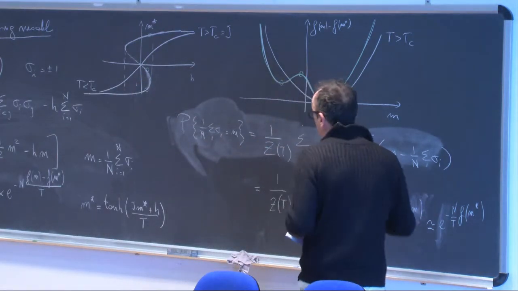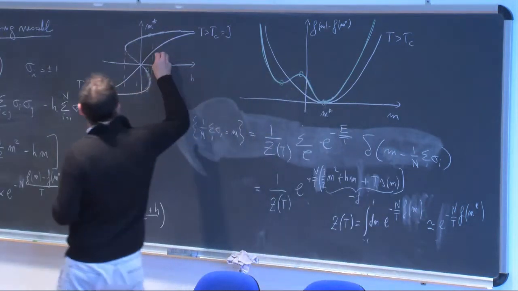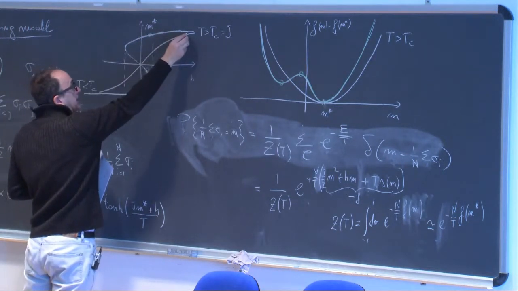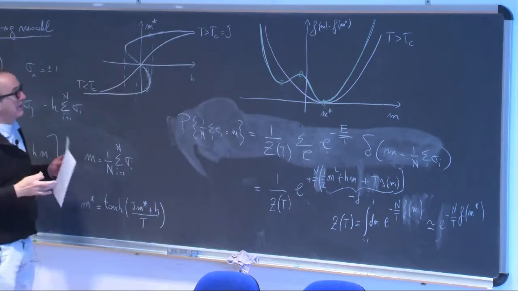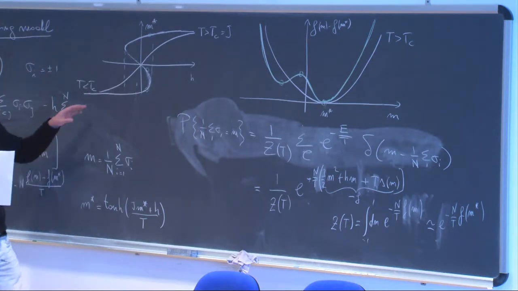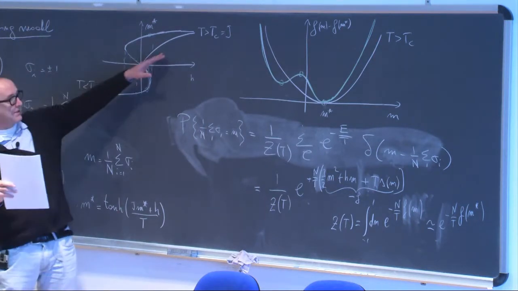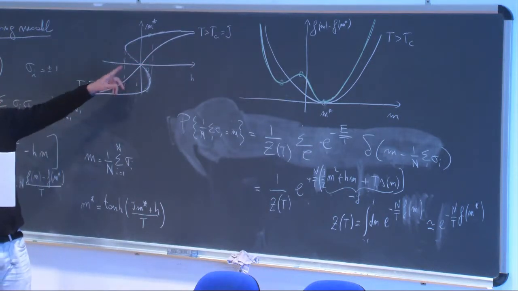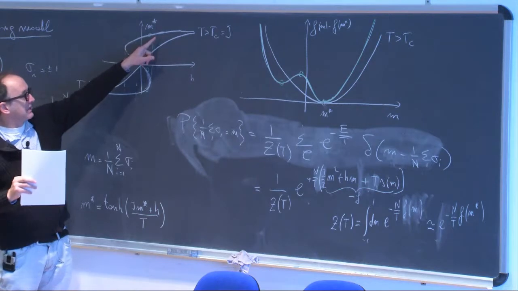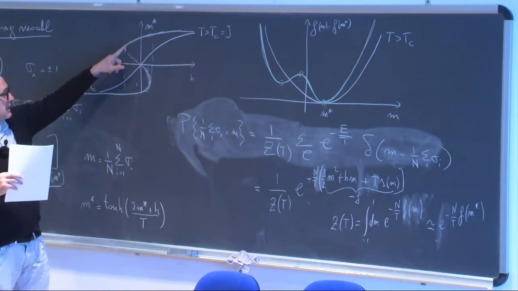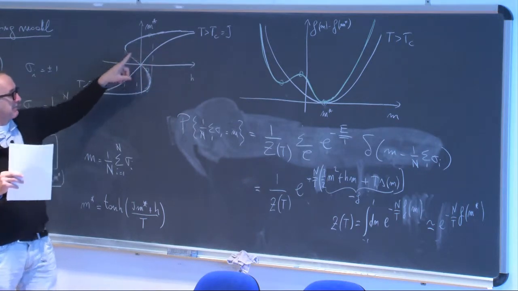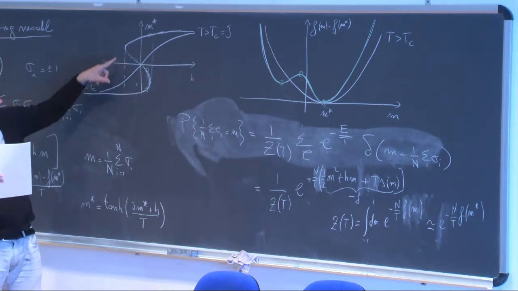Now, what we get is that the physics described by this model is one where, if you are at high temperature, magnetization is a smooth function of T. If you are at low temperature, instead, the magnetization has essentially this hysteretic behavior, okay? So this hysteresis.